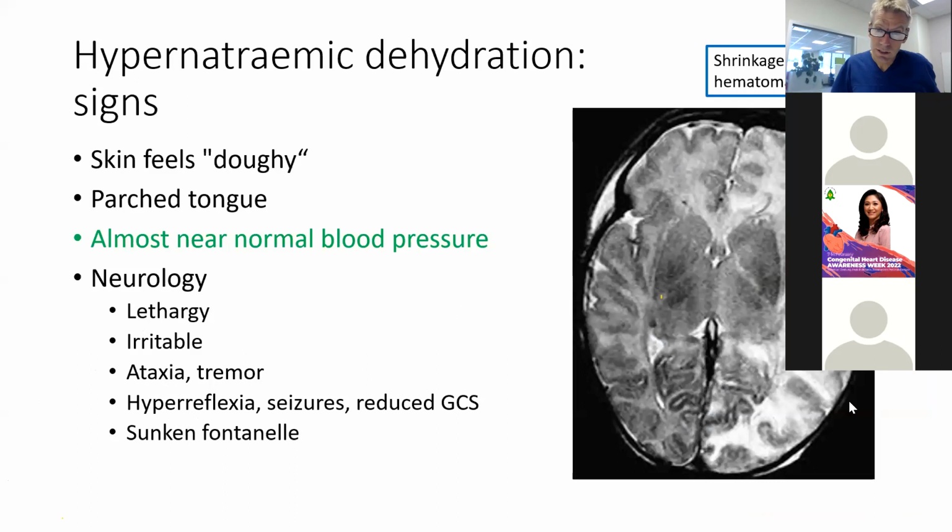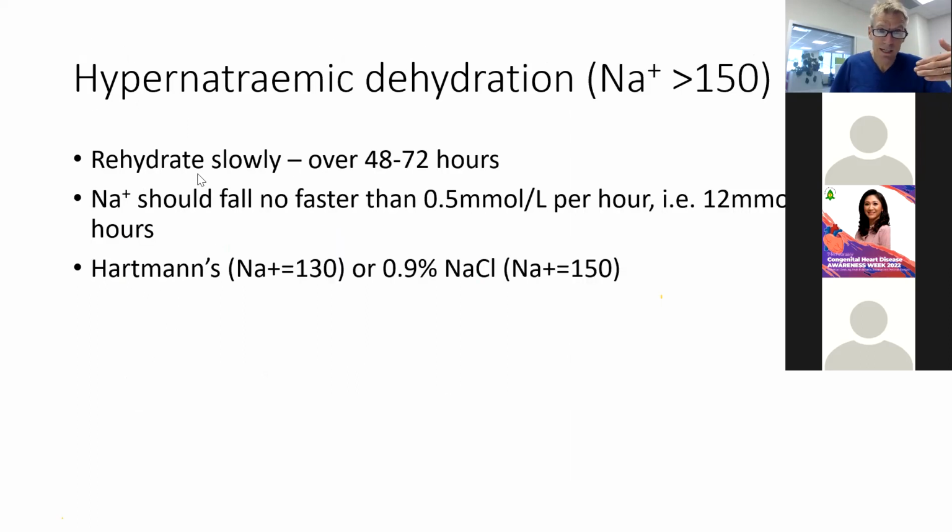This is the MRI scan actually of a child with severe hypernatremic dehydration, and you can see that there is a shrinkage of brain cells and sometimes hematoma formation and bleeding that occurs in the brain in children who've got severe hypernatremic dehydration with neurological features. Now, most children with hypernatremic dehydration don't have such severe neurological features, but the clue in managing such patients is to correct their dehydration more slowly. And of course, if they've got shock, you need to correct it more quickly.